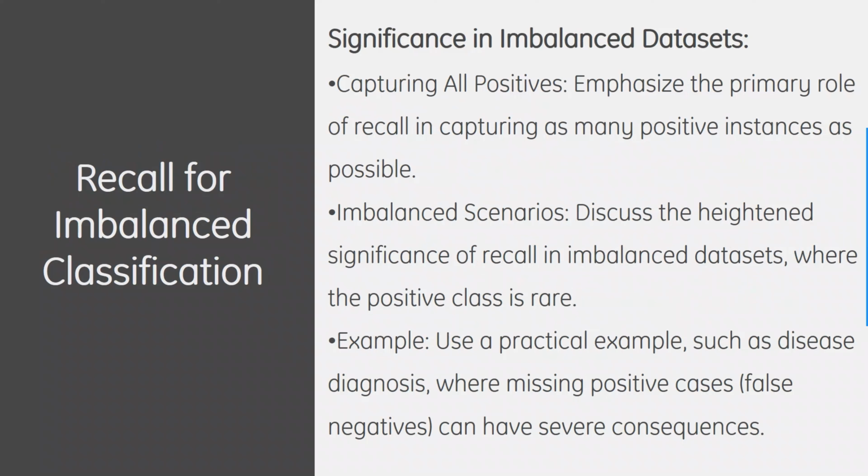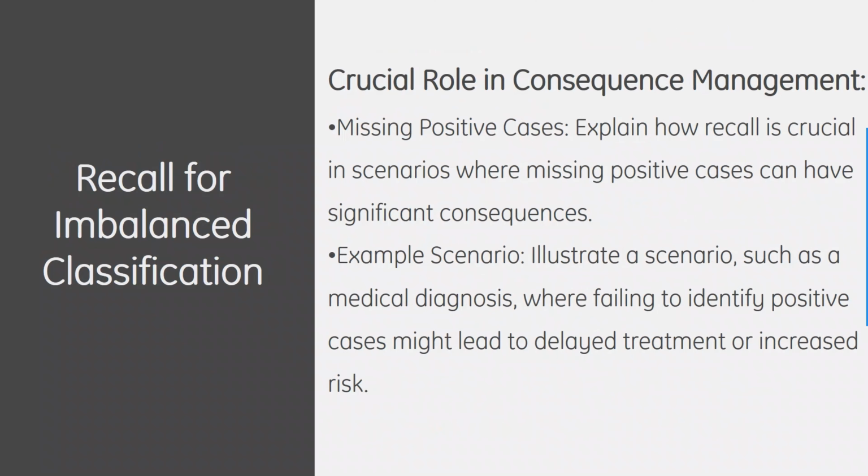So the significance in imbalanced datasets: firstly, we have capturing all the positives, emphasizing the primary role of recall in capturing as many positive instances as possible. Then we have imbalanced scenarios, discussing the heightened significance of recall in imbalanced datasets where the positive class is rare. Example: use a practical example such as disease diagnosis, where false negatives can have severe consequences.